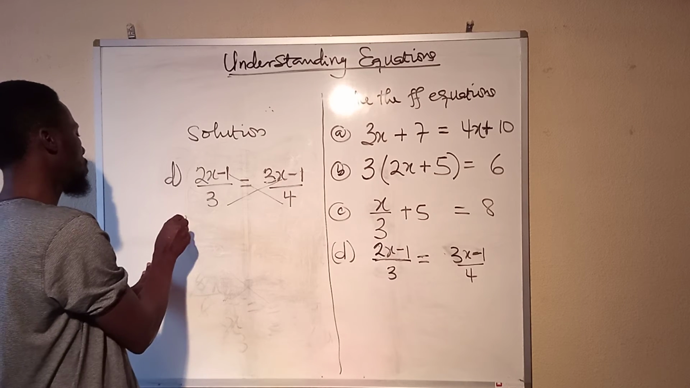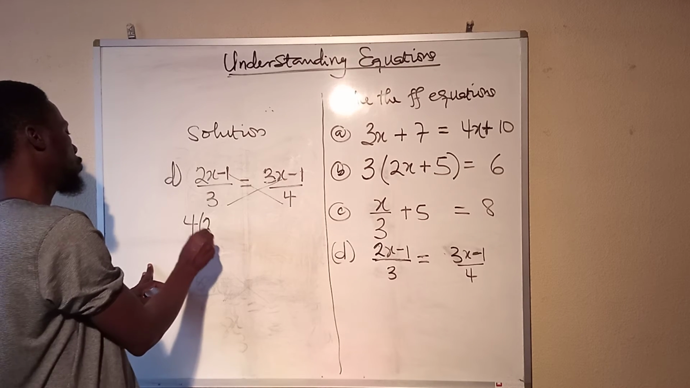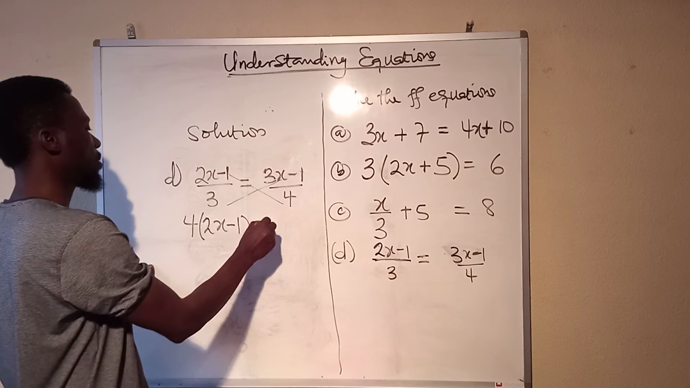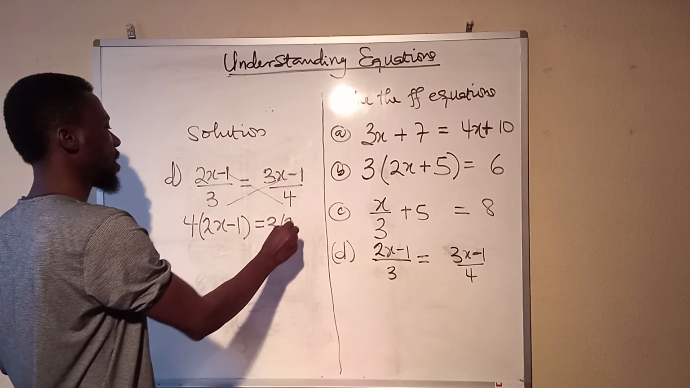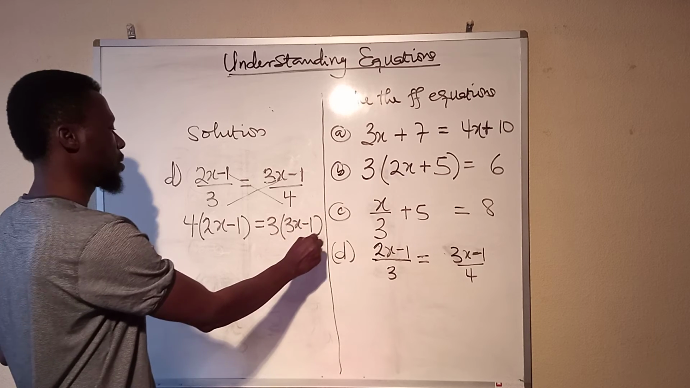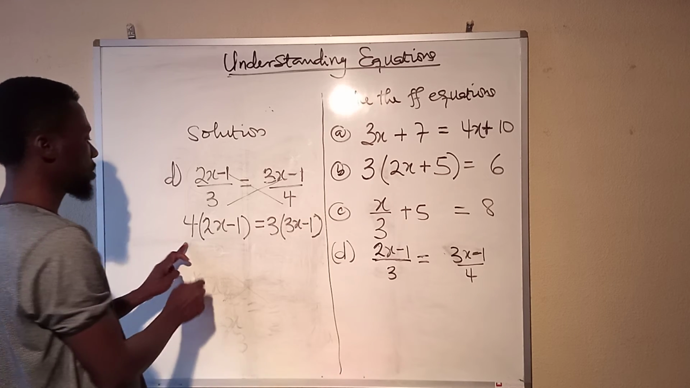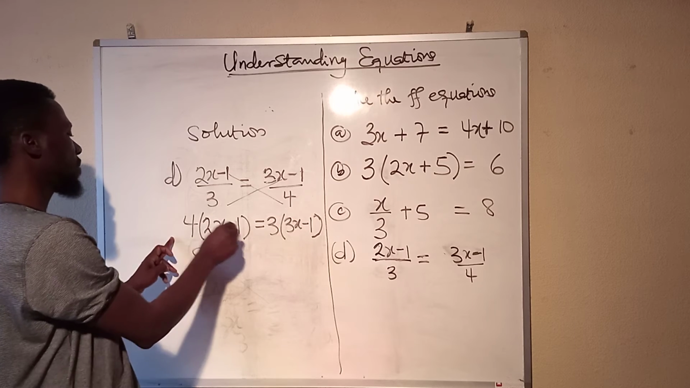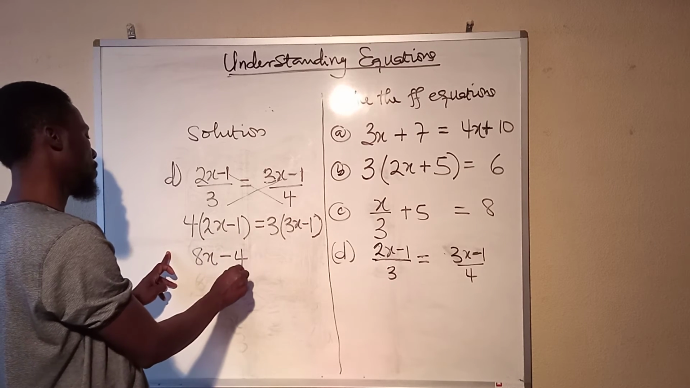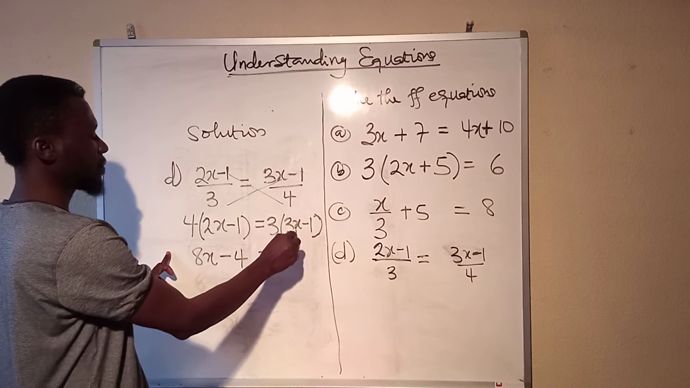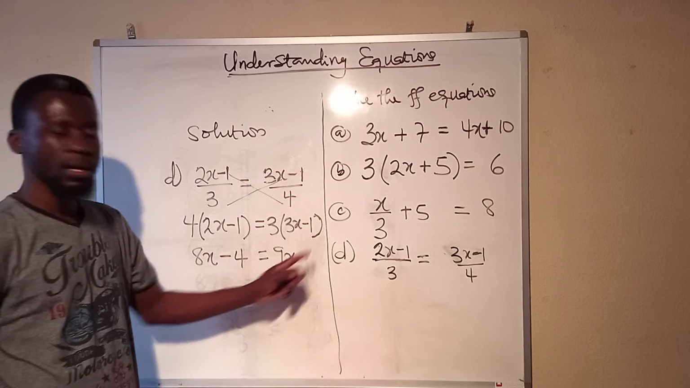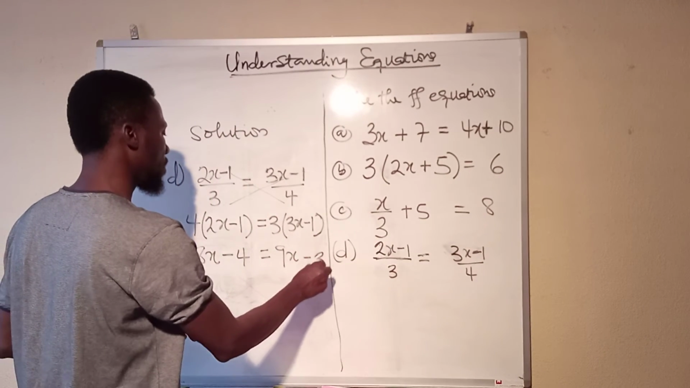All right, so the same thing. So 4 will multiply 2x minus 1. Then this will be equal to here 3 is multiplying 3x minus 1. All right. So this is going to be 4 times 2x will give us 8x. 4 times negative 1 will give us negative 4. This is equal to 3 times 3x will give us 9x. And then 3 times negative 1 will give us negative 3.